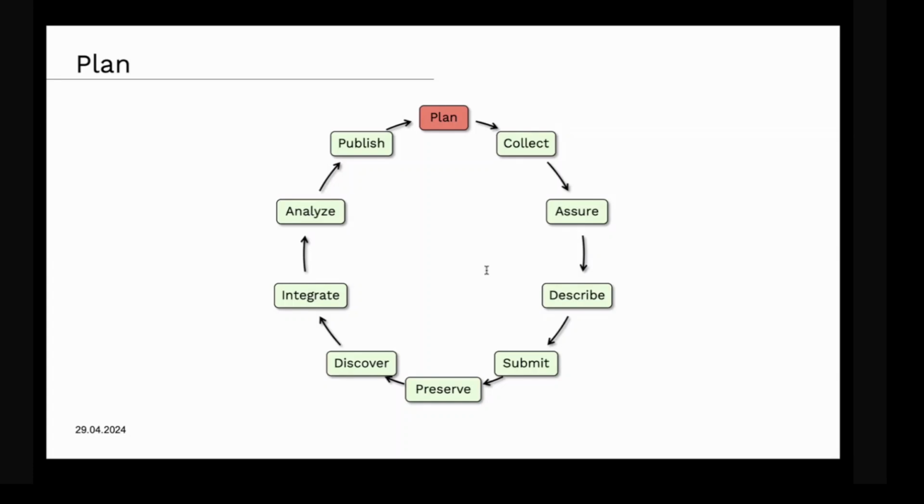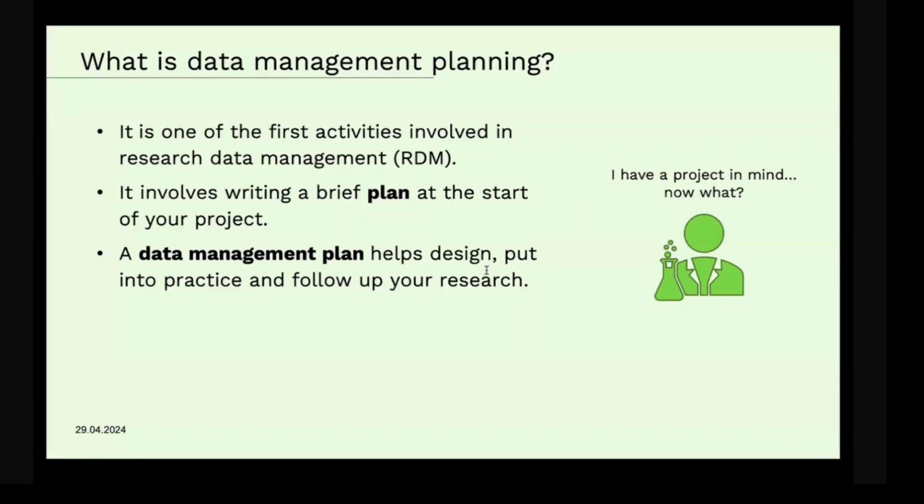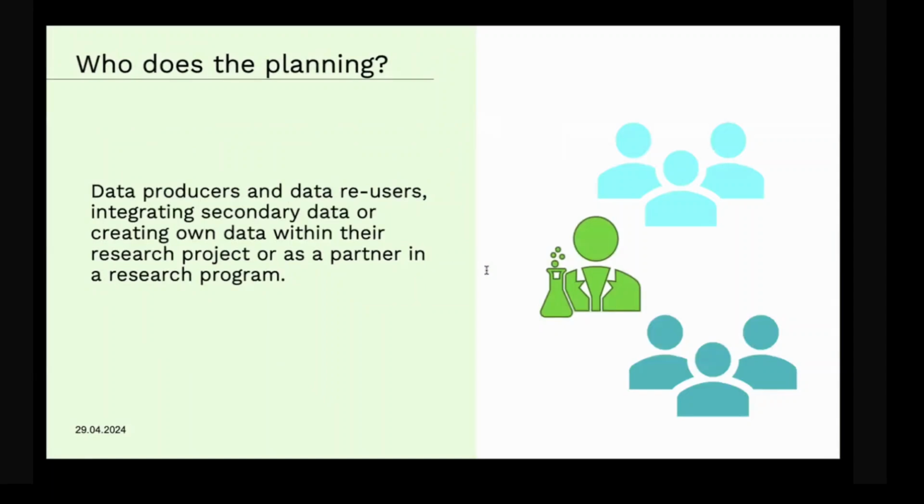Now the question is that we all get into the habit of not only planning what kind of analysis we want to do, what kind of data we need to collect for that, but also how we want to deal with the data, and who's going to be responsible for what, and what kind of resources do we need. That means data management planning should be one of the very first activities involved in the whole research data management cycle or process. And then the best thing is to write, of course, a brief plan, and the data management plan should help you design and plan how you're dealing with the data, not only with the science.